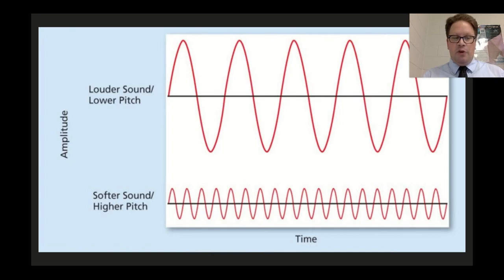Now the amplitude, this is the physical strength of a wave. So amplitude is usually measured from the peak to the valley, so top to the bottom, on a graph of the wave. It is defined in units of sound pressure or energy. So when you're turning down the volume on a stereo, you're actually decreasing the amplitude of the sound waves.